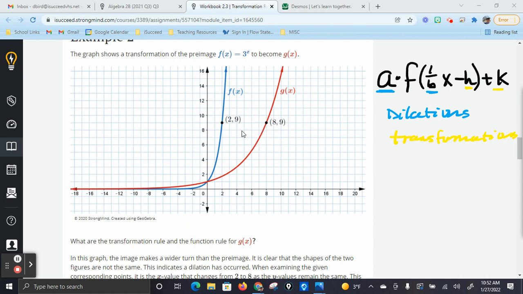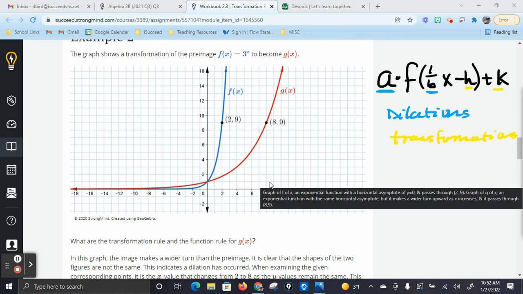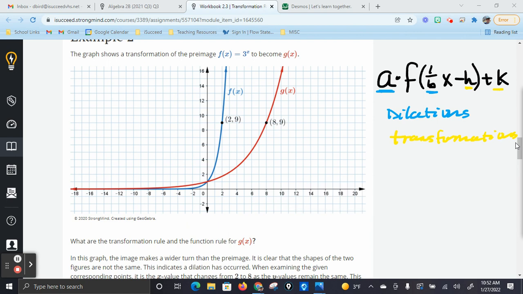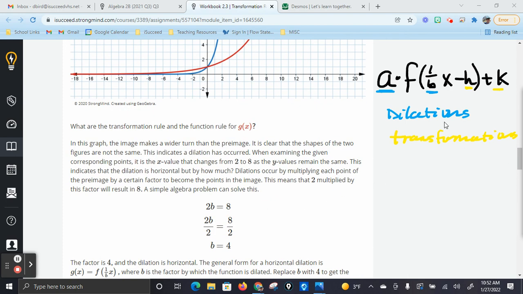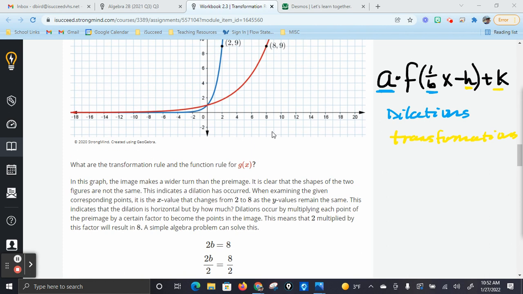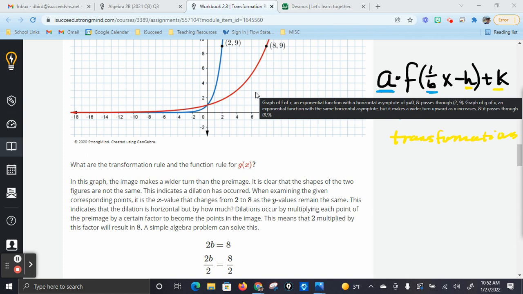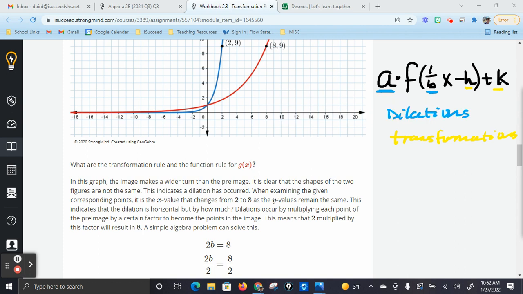Same idea as last time, 9 and 9 are the same, so no shift, no stretching up and down, so no a value. But if we look down below and continue to read, there is a b value. That's what's creating this horizontal stretch. So the b value stretches things to the left and to the right. So it makes things look really wide. So this point got stretched this direction.